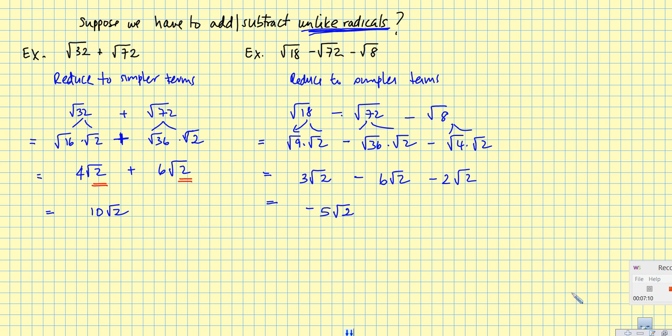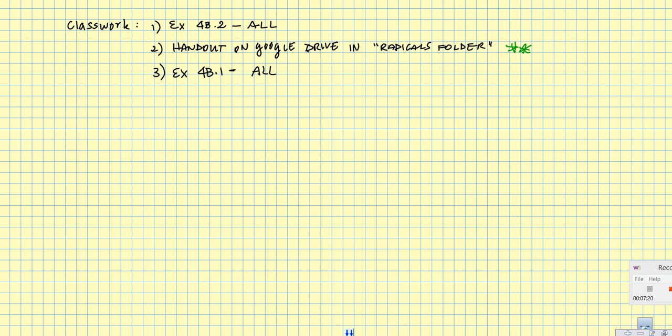There's my final answer. All right, that's it basically for this lesson. You will be responsible only for completing the exercise 4B.1, all of it, in the textbook, in the MYP4 book. See you next time.